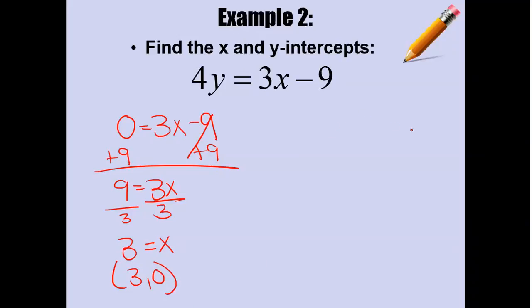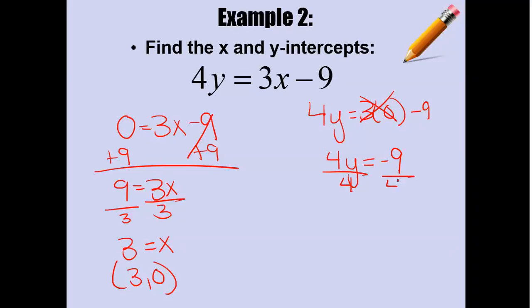Let's find our y-intercept now. If I find my y-intercept, basically I can forget about the 3x, because 0 would be for x, right? So if I plug in a 0, that term is gone. So I'm going to have 4y equals negative 9. So I'm going to divide by 4 on both sides. Y equals negative 9/4. So my ordered pair would be that.